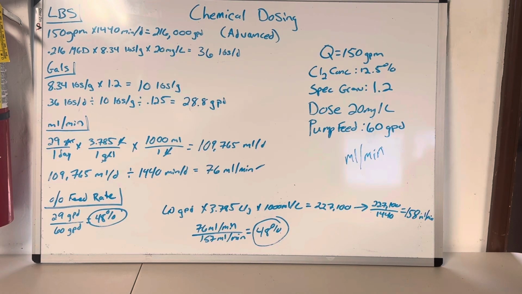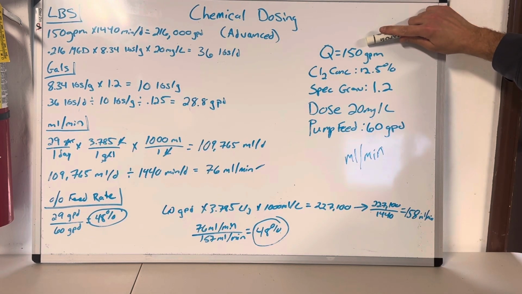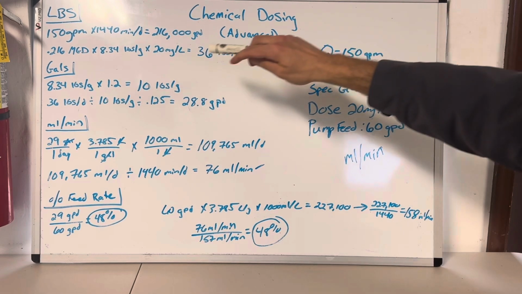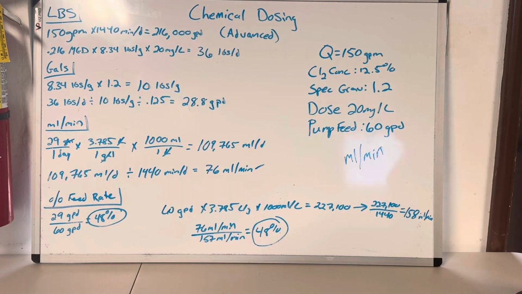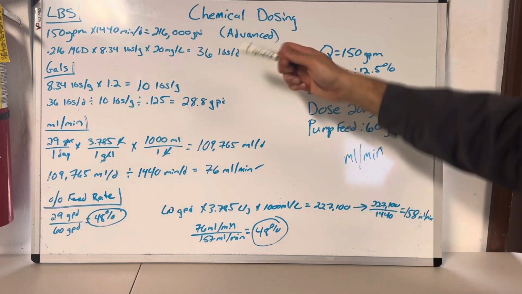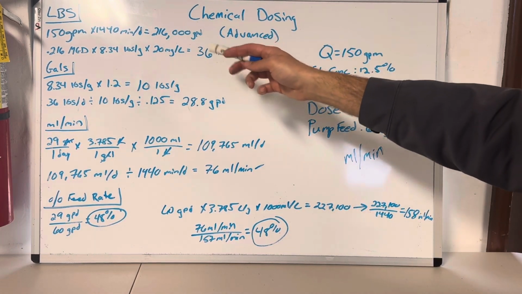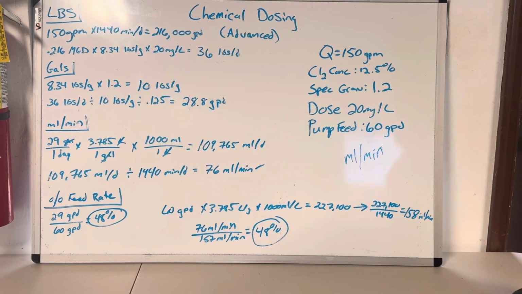First thing we're going to do is find our pounds per day of chemical. So we're going to take our flow rate and convert it to million gallons per day. That is 150 gallons per minute times 1,440 minutes in a day, which is 216,000 gallons per day, divided by a million, which I didn't do for the sake of space. That's 0.216 million gallons per day, times 8.34 pounds per gallon, times the 20 milligram per liter dose, which gives us 36 pounds per day of chemical. I breezed through that really fast because I'm assuming you all know that pretty well.